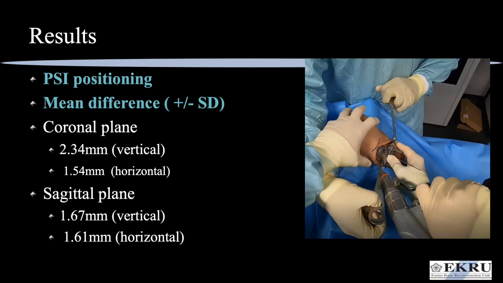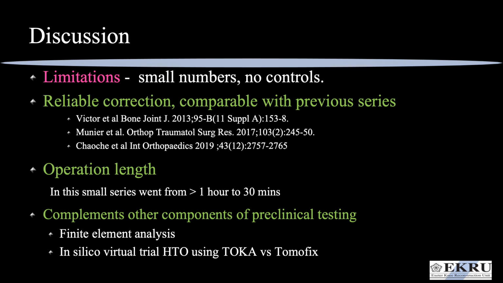plane. And finally, when compared with the virtual plans, the achieved osteotomies were made with a mean difference of 2.34 millimeters vertically and 1.54 millimeters horizontally in the coronal plane, with a mean error in the sagittal plane of 1.67 millimeters vertically and 1.61 horizontally. Now, this work does have limitations.